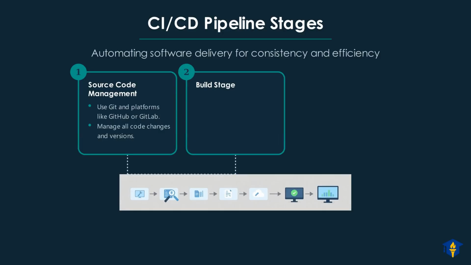Next, we move into the build stage of the CI/CD pipeline. This involves installing application dependencies, for example, using Composer for PHP projects. In this stage, the application is also built if that step is required for your project.